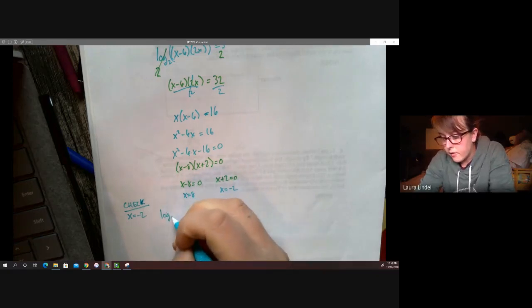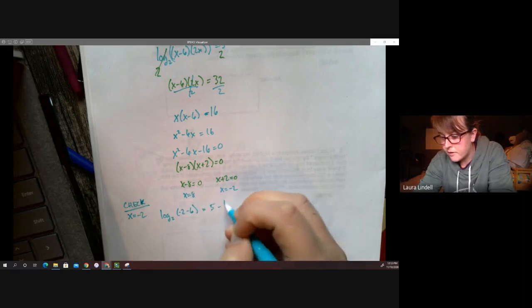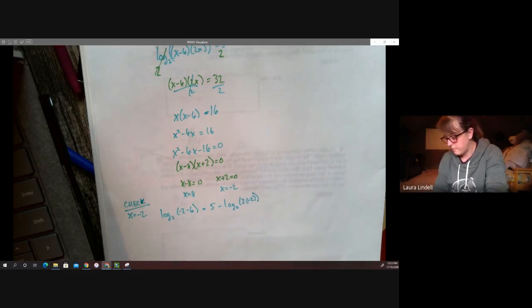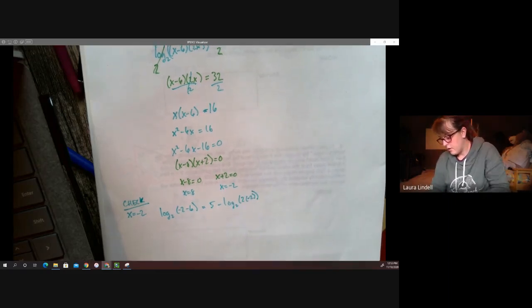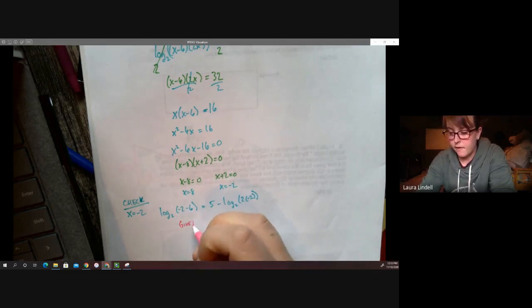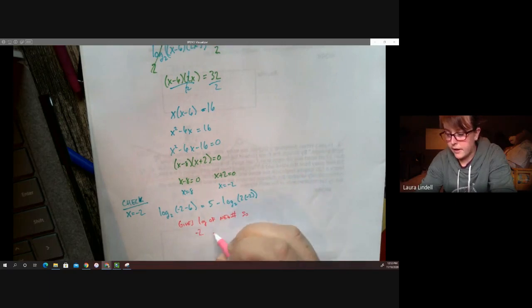So checking x equals negative 2, that would give us log base 2 of negative 2 minus 6 equals 5 minus log base 2 of 2 times negative 2. Okay. So the problem with this is we end up with logs of negative numbers, and we can't take logs of negative numbers. So that means negative 2 is an extraneous solution.